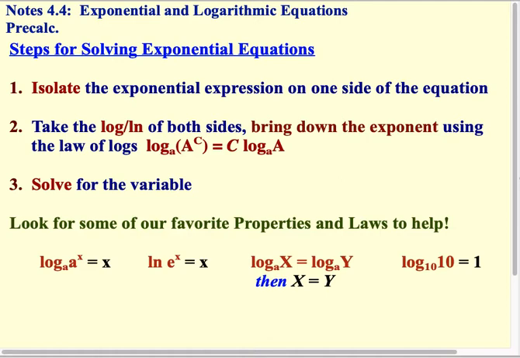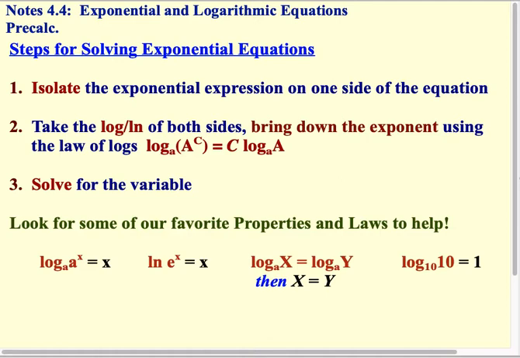So the method for solving an exponential equation at some point, usually towards the end, is log both sides, bring your exponent down. Once that exponent is down, then we can just do our normal algebra solving to finish it up.